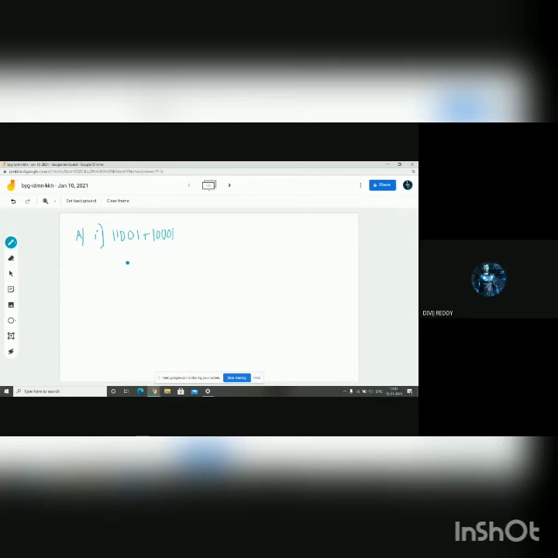So we have to perform binary addition. In binary addition, the rules are simple. If you have two zeros, then the sum will be zero and there will be no carry. If we are adding 0 and 1, the sum will be 1 and there will be no carry. If we are adding two ones, then we'll have sum 0 and we have to take 1 as carry.